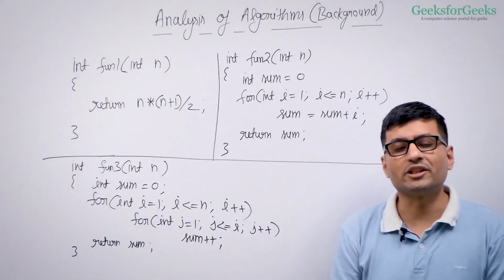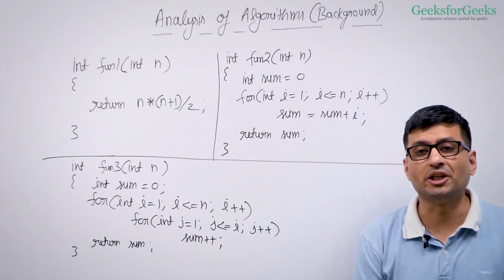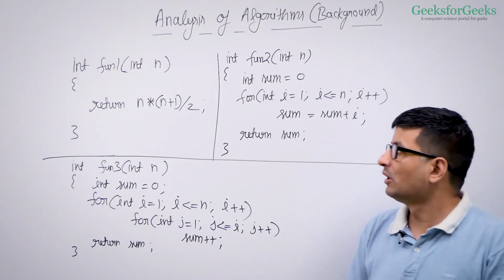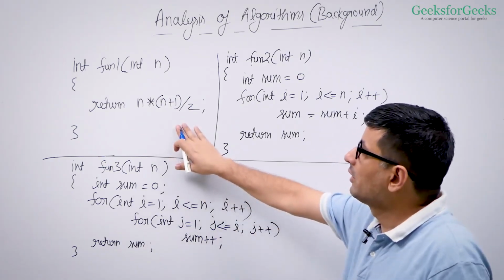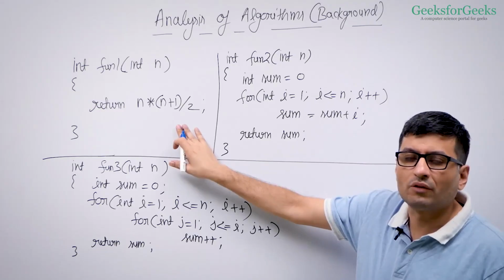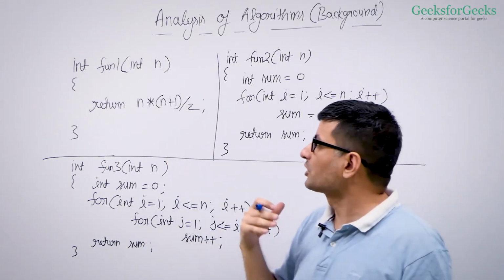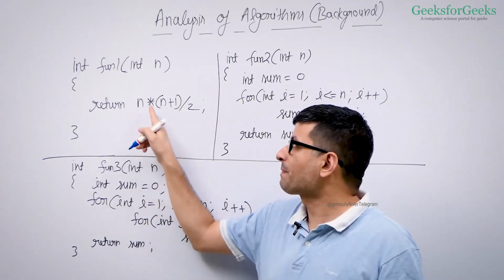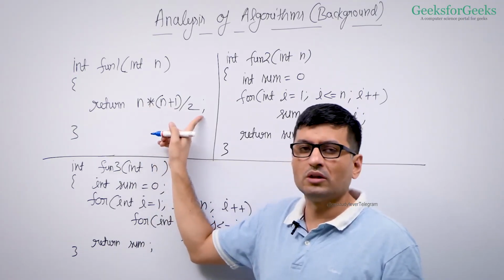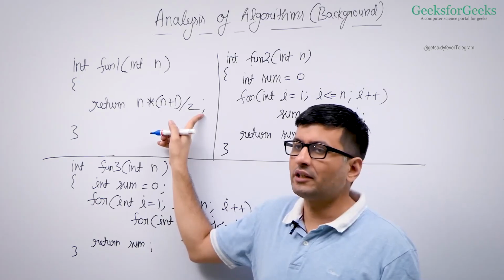Let us take a look at these 3 solutions written by 3 different programmers. Solution 1 simply uses the formula for the sum of first n natural numbers. So if you want to find the sum of first 3 natural numbers, you will do 3 into 4 by 2, 12 by 2, you will get 6, right?